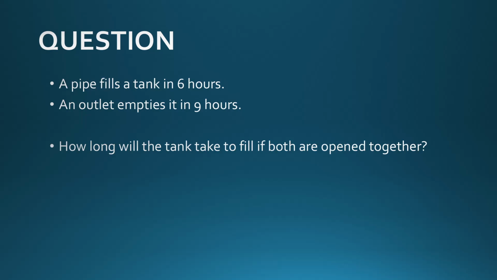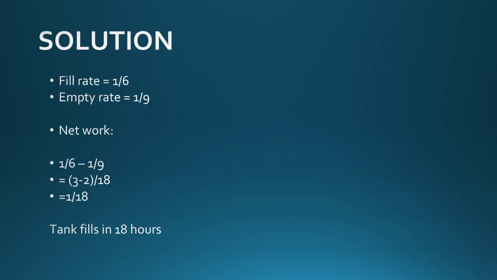Now let's look at another example. A pipe fills a tank in 16 hours and an outlet empties it in 9 hours. How long will the tank take to fill if both are open together? Remember, filling is positive work and emptying is negative work. So fill rate equal to 1 by 16, empty rate equal to 1 by 9. So net work equal to 1 by 16 minus 1 by 9.